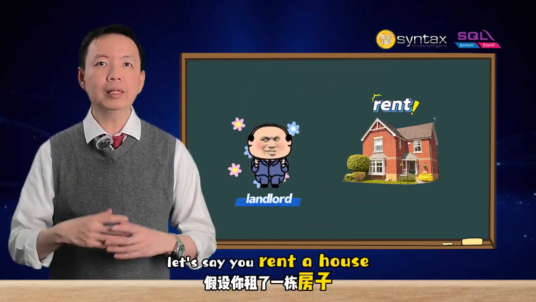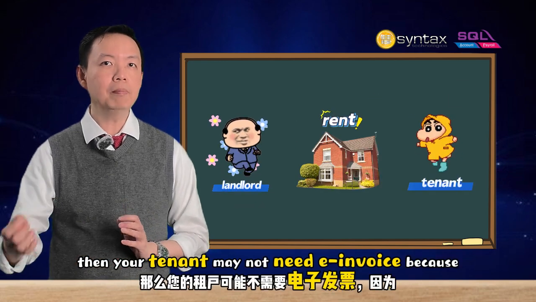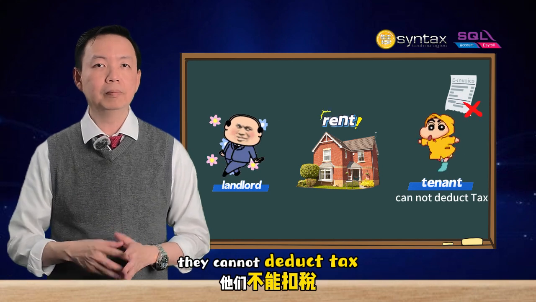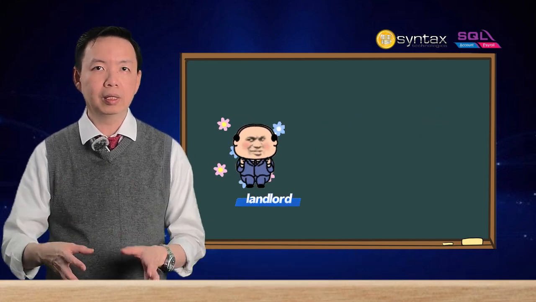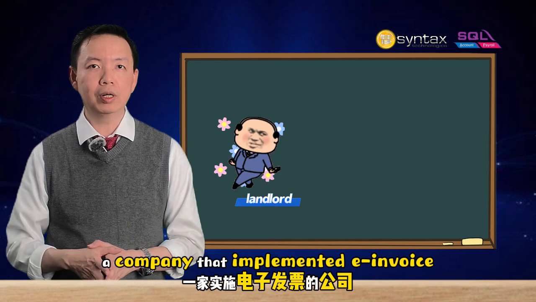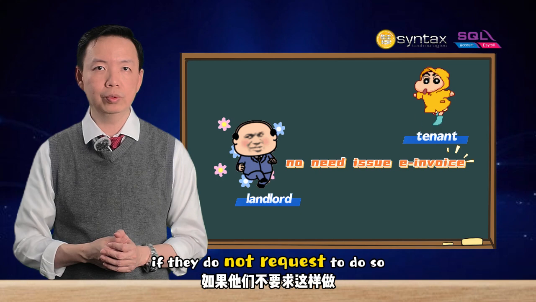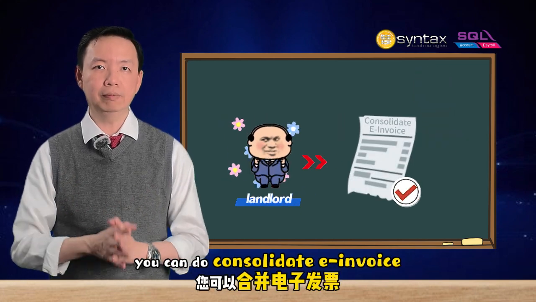Let's say you rent out a house, then your tenant might not need an e-invoice because they cannot deduct tax. Meaning, even if you are a landlord, a company that has implemented e-invoice, you still do not need to issue an e-invoice to your tenant. If they do not request it, you can do a consolidated e-invoice.